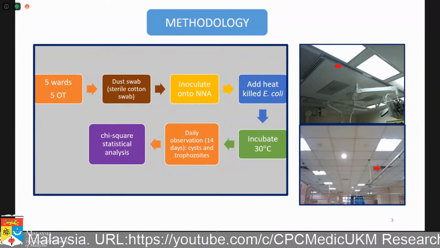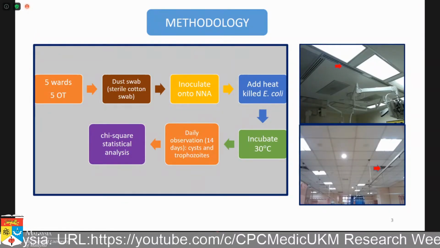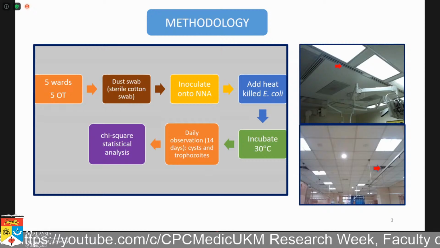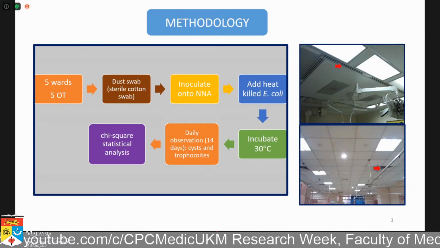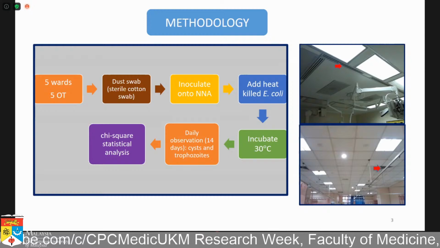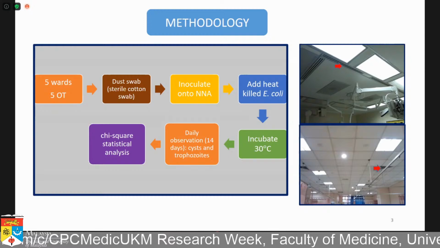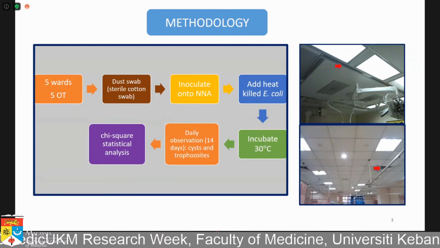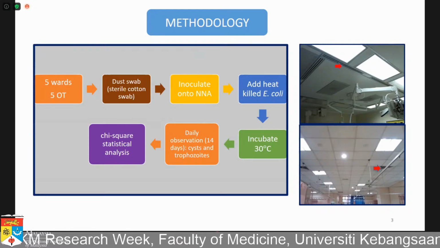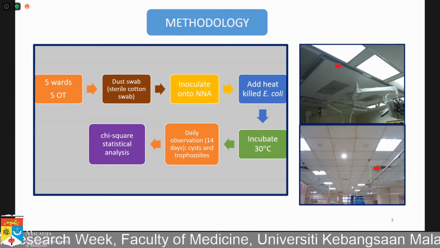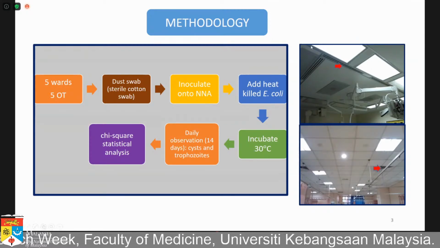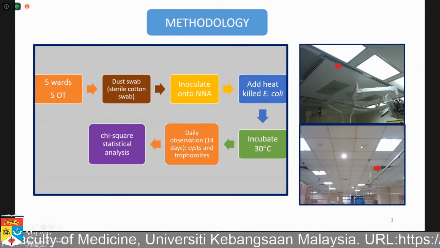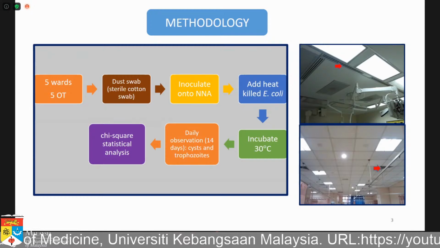So we selected 5 wards and 5 OTs in HCTM as the sampling locations. Sampling in OTs, especially, was done very early in the morning to avoid disrupting any surgical procedures. We were there around 6 in the morning to start the project. Dust from the air conditioning outlets or the vents was swabbed using sterile cotton swabs moistened with Page's amoebic saline, and then immediately inoculated onto non-nutrient agar. The red block arrows in the pictures show where we swabbed the vents. All the plates were then sealed with parafilm to prevent contamination and brought back to the lab.